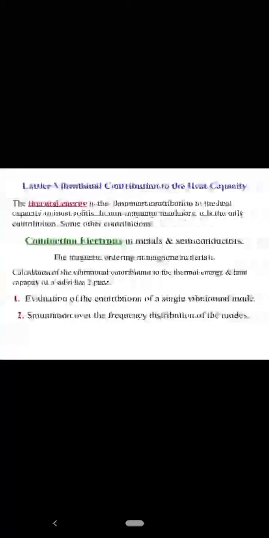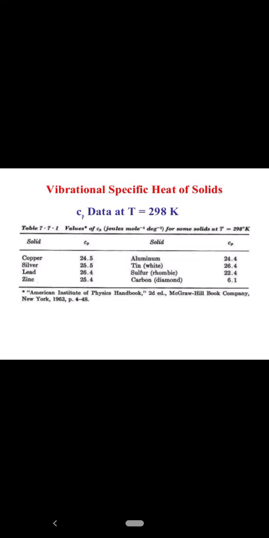Calculation of the vibrational contribution to the thermal energy and heat capacity of a solid has two parts: evaluation of the contribution of a single vibrational mode, and summation over the frequency distribution of the modes. This is the vibrational specific heats for different solids. Thermal energy and heat capacity. Average energy of a harmonic oscillator, and hence of a lattice mode of angular frequency omega and temperature T, which is denoted by epsilon bar. So this is the energy of an oscillator.